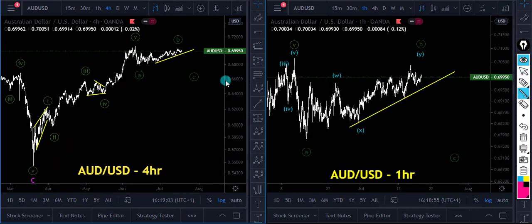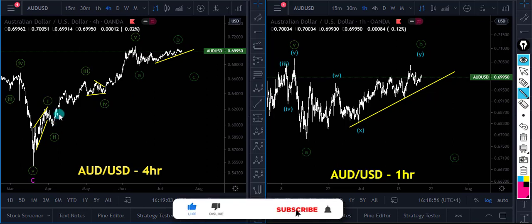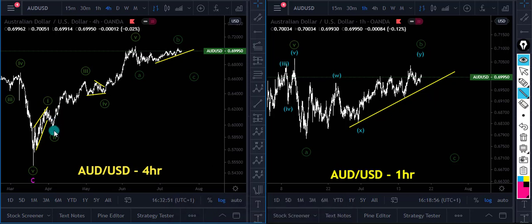Our next pair we are looking at is the Aussie USD. With the Aussie USD on the 4-hour time frame, we are looking at an impulsive move. We've seen a leading diagonal for 1 and 2, 3, a triangle for 4 and 5, and now we are looking at a correction of an A, B, C before the trend continues.